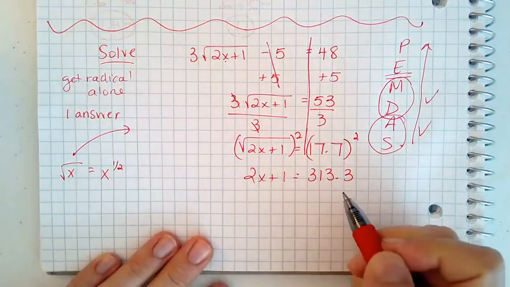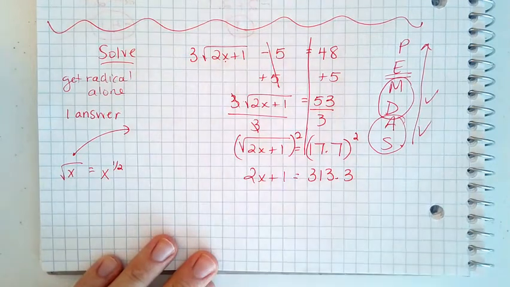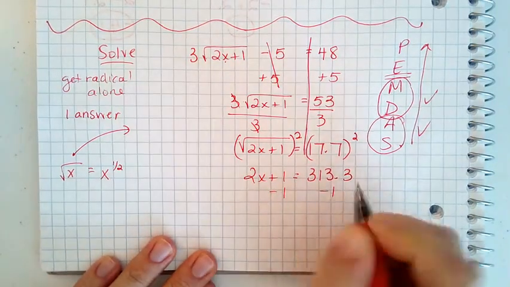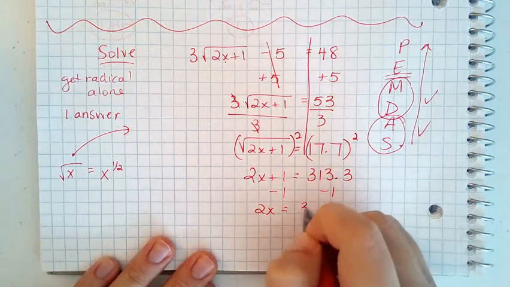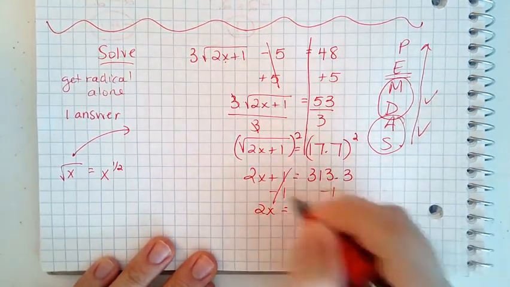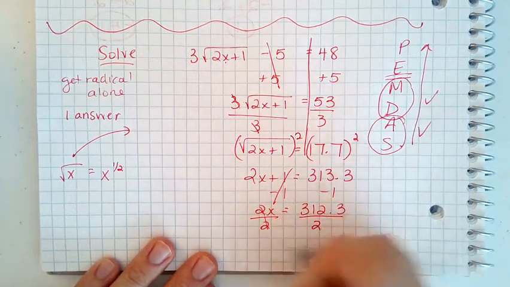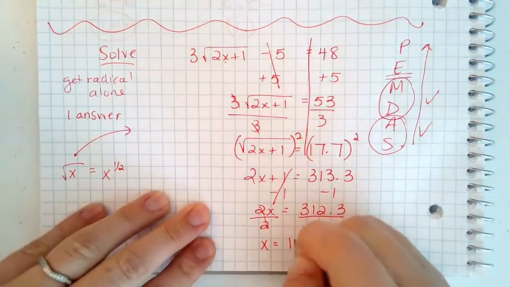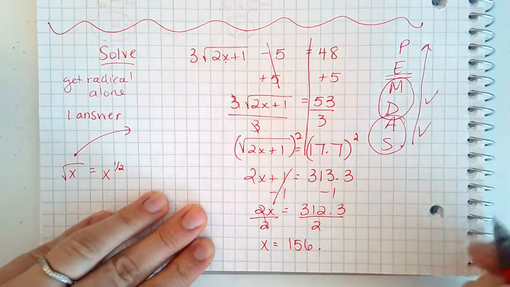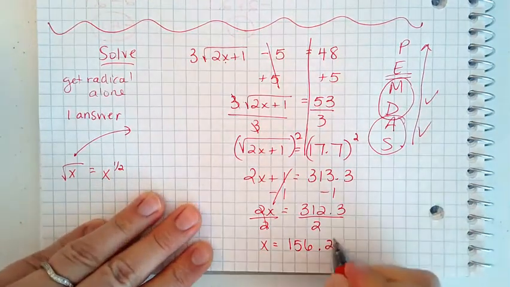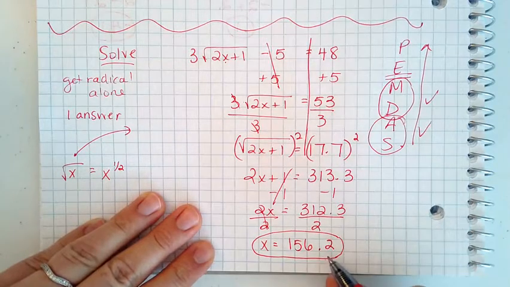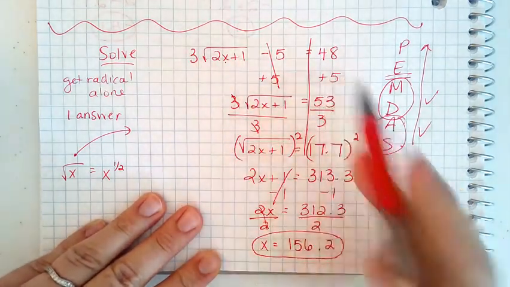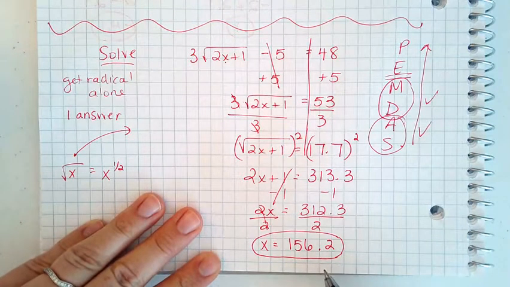And now I've got a two-step equation, an equation we've been solving for a while. So I'm going to subtract 1 from both sides, and I get 312.3. And then I'm going to divide both sides by 2. And when I do that, 312.3 divided by 2, I get 156.15 or 156.2. So what this means is this is where this equation crosses the x-axis.